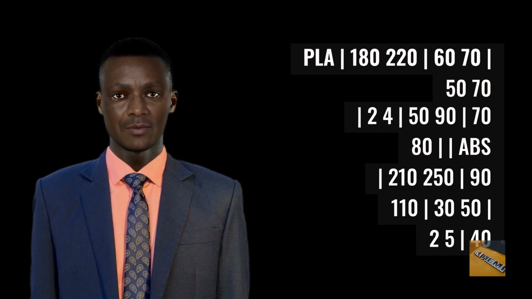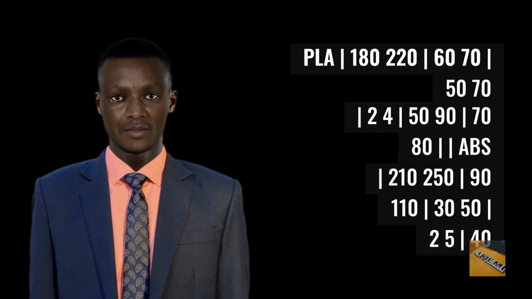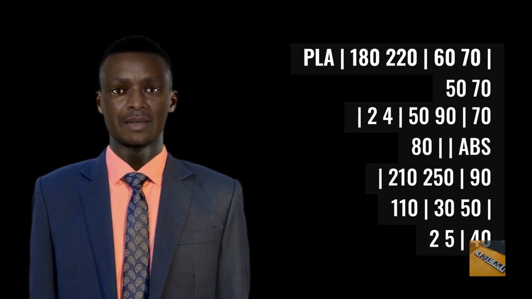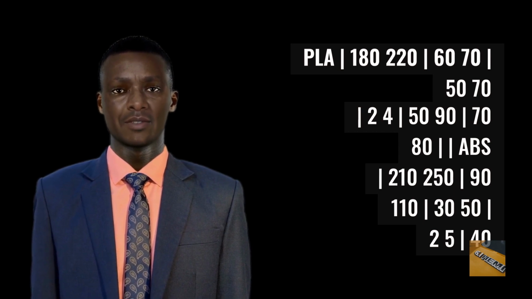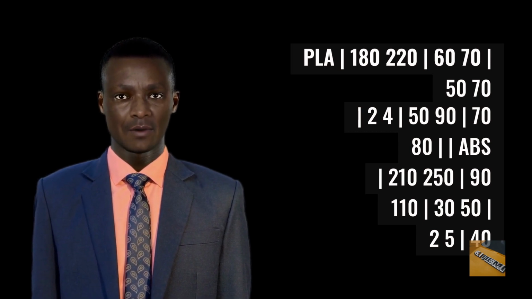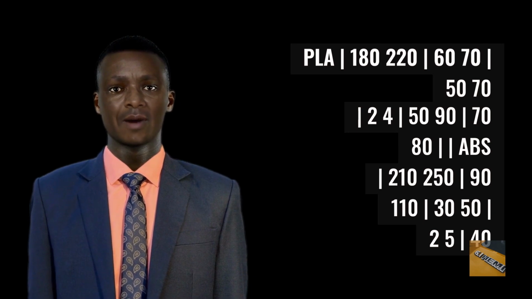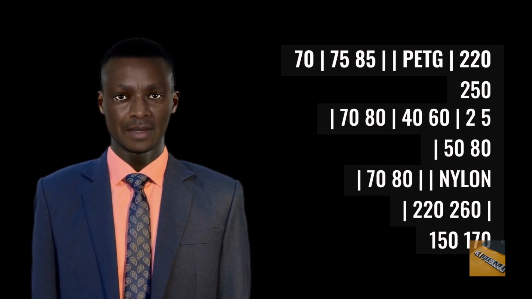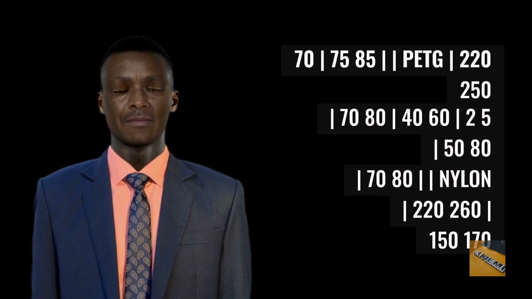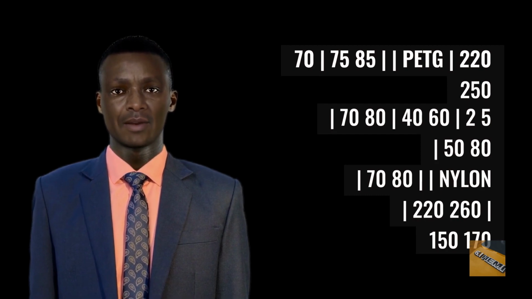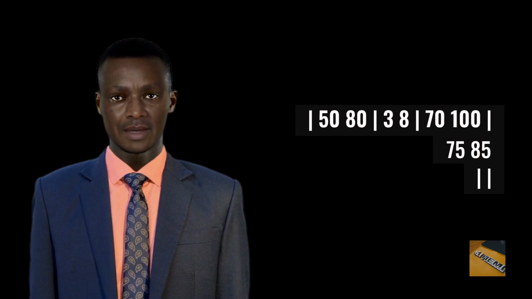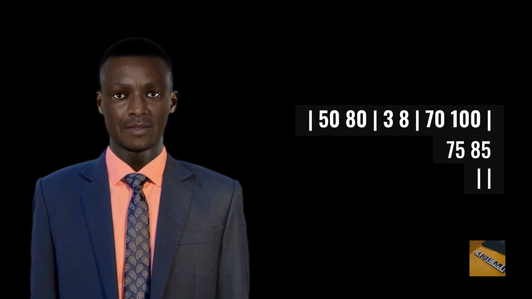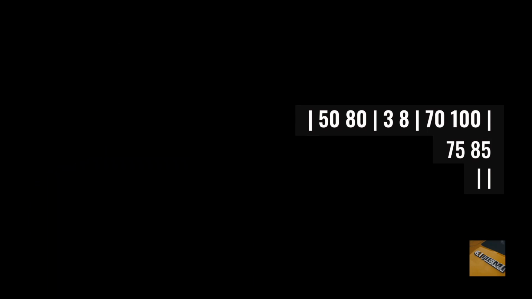PLA: 180-220, 60-70, 50-70, 24, 50-90, 70-80. ABS: 210-250, 90-110, 30-50, 25, 40-70, 75-85. PEEK: 220-250, 70-80, 40-60, 25, 50-80, 70-80. Nylon: 220-260, 150-170, 50-80, 38, 70-100, 75-85.